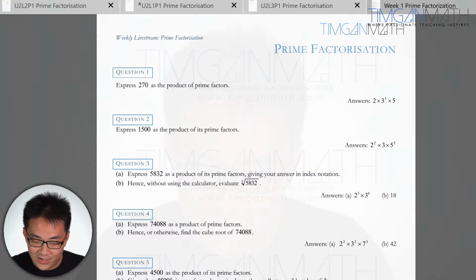Let's look at the subsequent part, which is actually putting 1500 in prime factorized form. Okay, good. Let's look at that now. Let me try and save this form first. Okay, let's look at this.